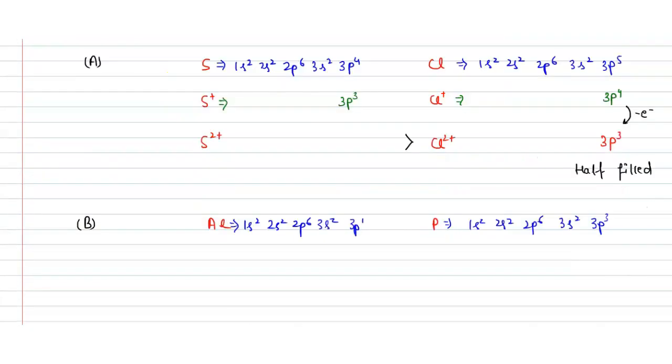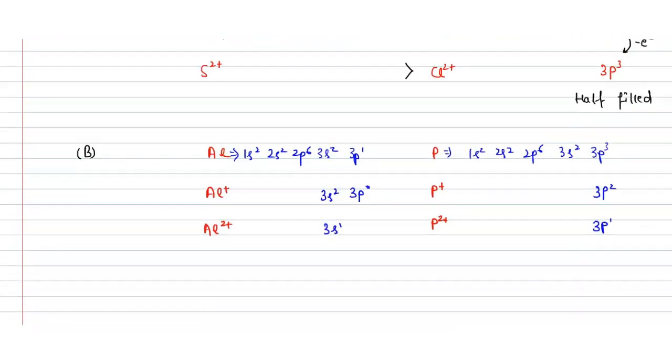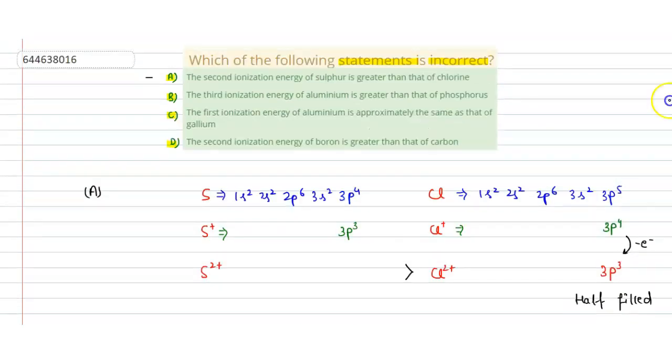We are finding the third ionization energy, so we first convert to Al+ and P+, and then Al2+ and P2+. After that, aluminium will convert into 3p0 with 3s2, and phosphorus into 3s1 and 3p1. Which one gives up one electron easily? This one, so its ionization energy is greater, and this is also the correct statement.